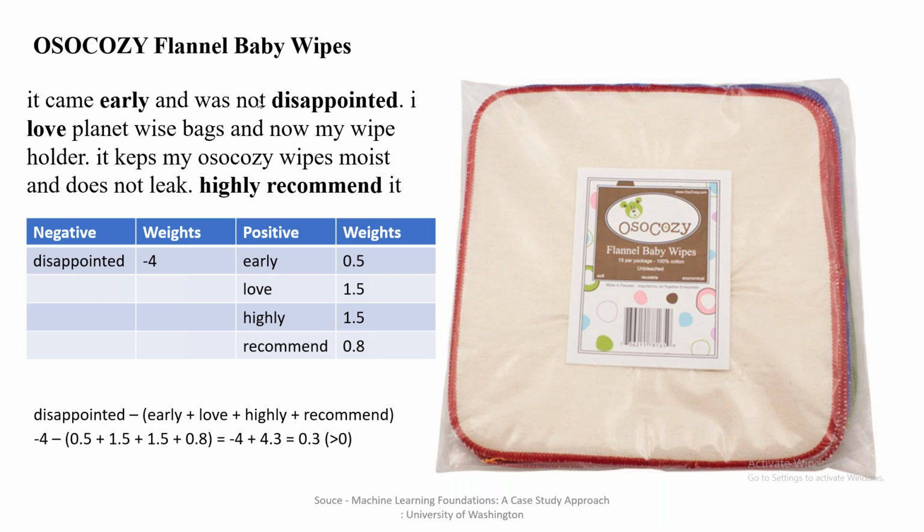The question is, disappointment has a weight of -4, and early, love, highly, and recommended have different weights, right? How do you define these weights, like 0.5, 1.5, 0.8, or minus 4? I have asked you to assume them as of now. These weights I cannot define.